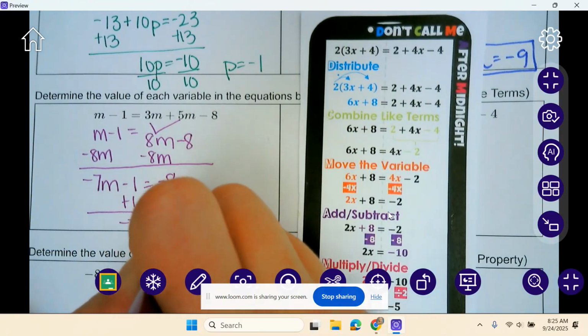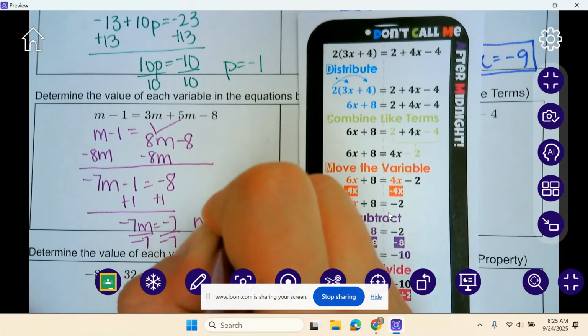And then we're going to divide by our coefficient. And so m is equal to positive 1.